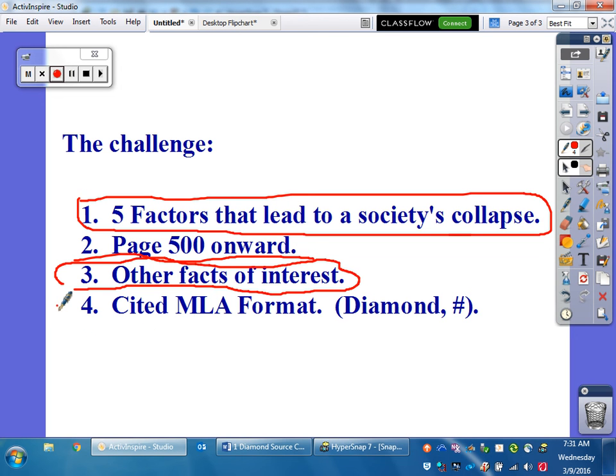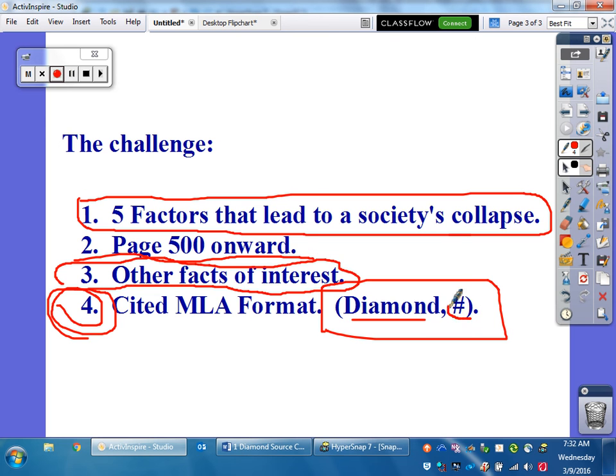But make sure, and this is the key, number 4 right here is the key, that after every single note you have parentheses, Diamond, and then the page number that it came from inside of those parentheses. That is crucial. If we are going to write a research paper, we have to give credit where credit is due when we use the ideas that we're reading about from other sources. So those are the main objectives, and that's what I expect for you to do for our challenge today. Good luck.